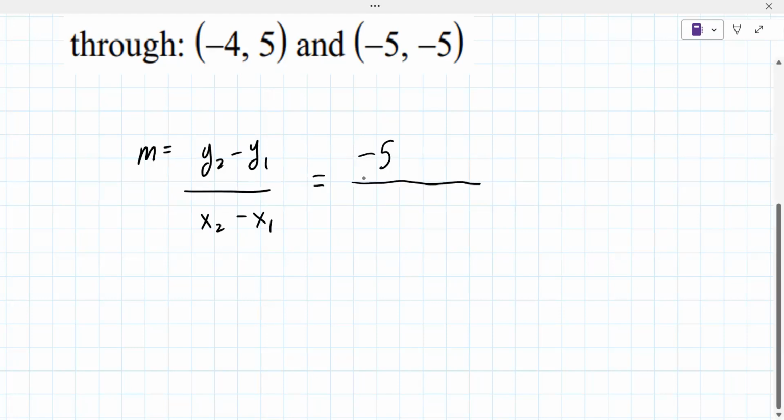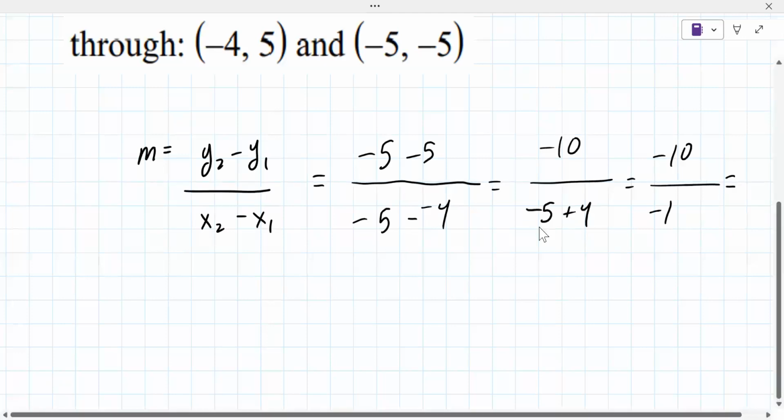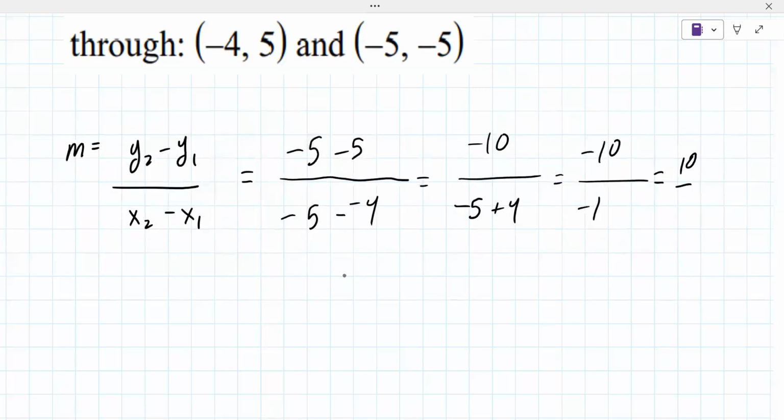-5 minus 5 is -10, and -5 minus -4 is 9. Try again. -9. Try again. Two negatives make a positive. So -5 plus 4, what does that become? 1. Try again. -1. Okay, got to get these right, Sourish. I mean, this is stuff we've worked on for years. Got to get the signs right. So what is -10 over -1? 10 over 1, or just 10.